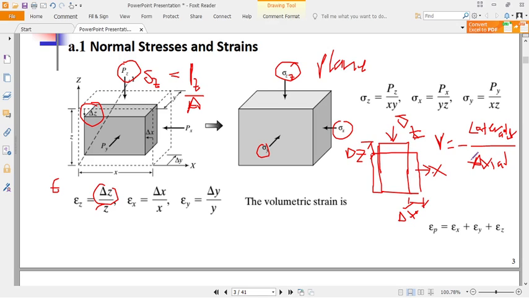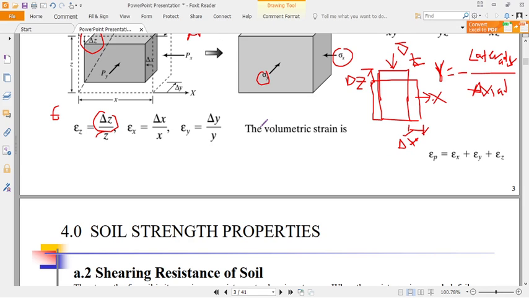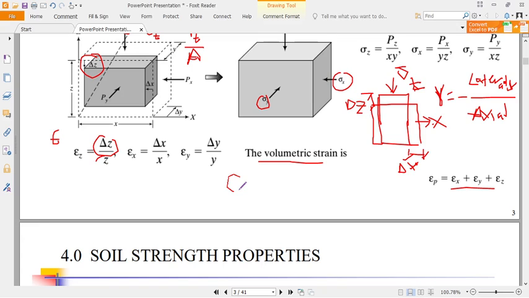In the other, the axial direction. So we say that the strain is equal to the change in z over z. And that's what we call the volumetric strain, which is the total of the strains in x, y, and z. Sometimes people call it the volumetric strain. Also remember, it is equal to the change in volume over V, the original volume.